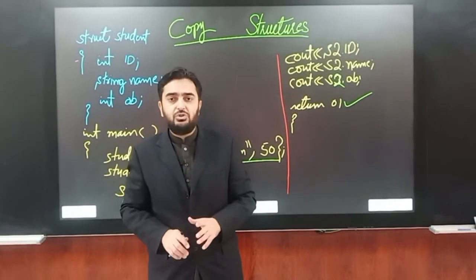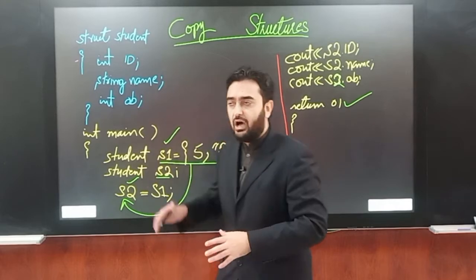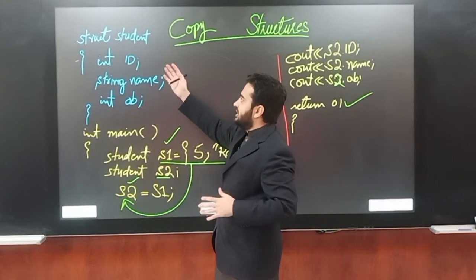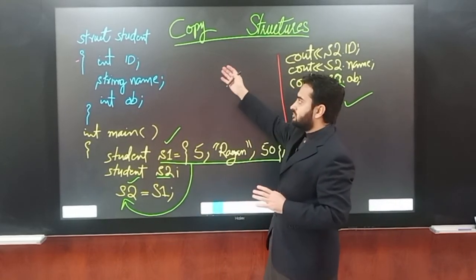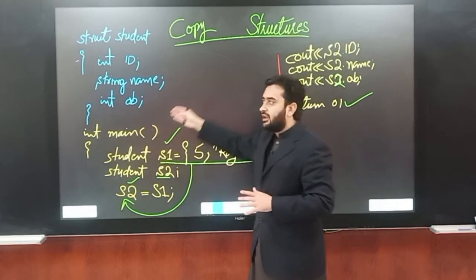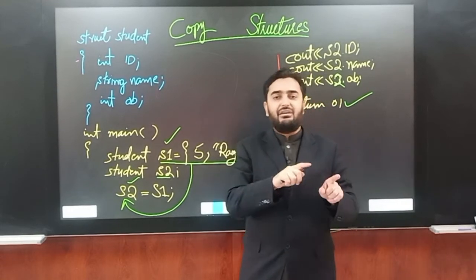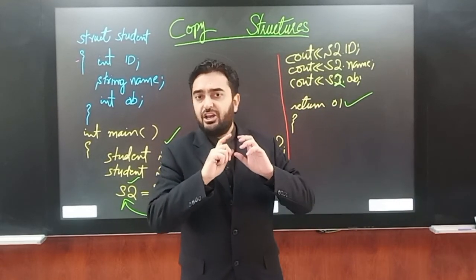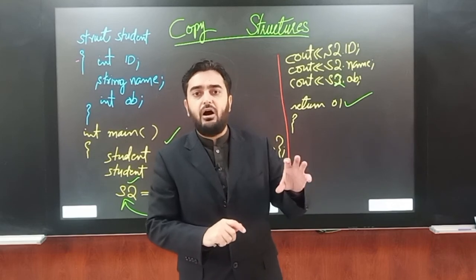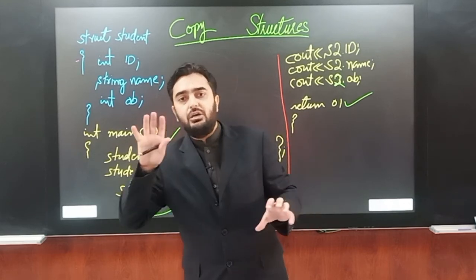Remember that you cannot copy the values of different structures. If you have two different structures, for example struct of student and struct of teacher, and you define a variable for the student and a variable for the teacher, in this way you cannot assign or initialize or copy the value of the structure variable of teacher to the structure variable of student.